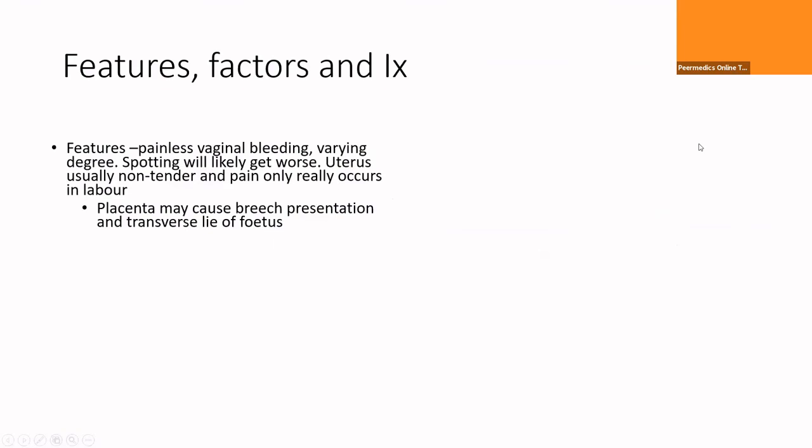So classically, for your features, this is the one they like to have with placental abruption as a differential, and you need to figure out how you differentiate between the two. But this is the one that's going to cause painless vaginal bleeding of any varying degree. So it could be anything from intermittent spotting for weeks, which gets worse and worse, to a massive hemorrhage. The uterus is usually non-tender, and pain only occurs once labour begins and the fetus starts to impact on the placenta, which is getting in the way.